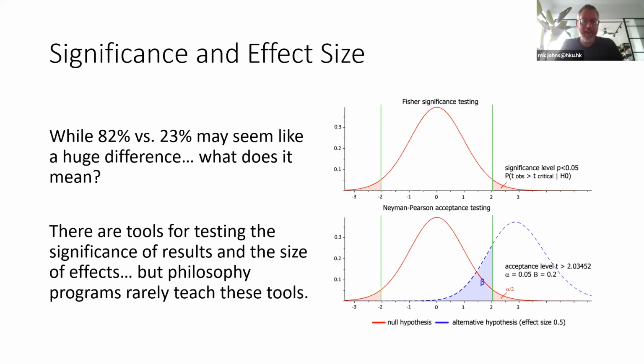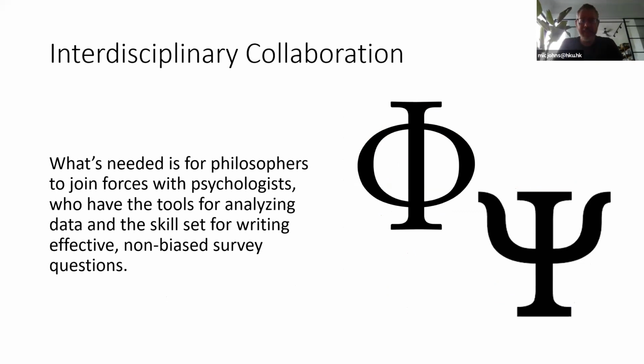I have a PhD in philosophy and I don't know how to go about acquiring a representative sample in order to do an experiment on them, right? So it seems as though what is needed is for philosophers to join forces with psychologists who have the tools for analyzing data and the skill set for writing effective non-biased survey questions that can be used. So psychologists are already versed in the methods of doing these experimental manipulations with surveys and designing the surveys so that they're not biased, and then analyzing the data.